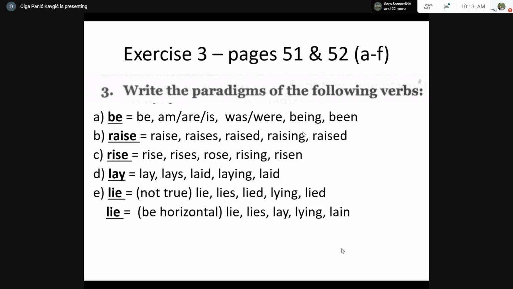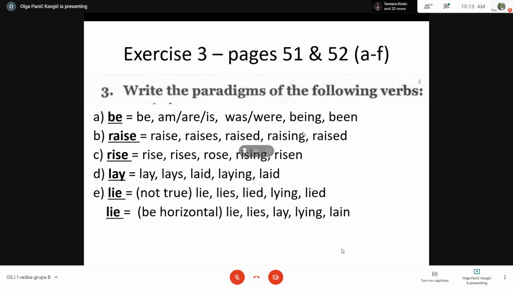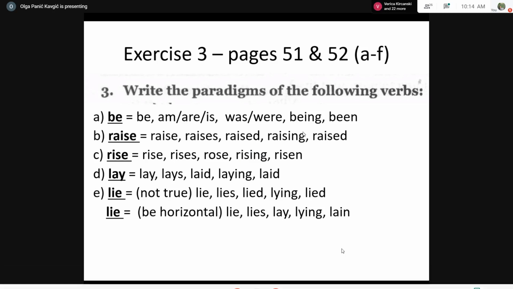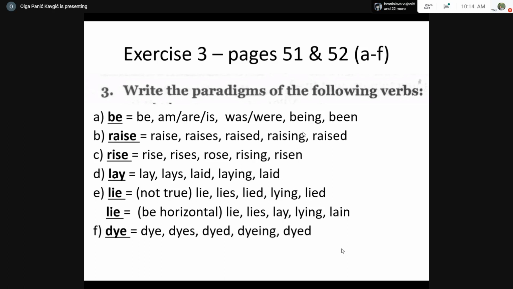Then dies. D-Y-E-S. Very good. Okay. Then D-Y-E-D. Yes, died. Good. Dying, D-Y-E-I-N-G. Excellent, excellent. So don't forget the E here. And the last one is also died. Very, very good. Now, what does it mean, Luka?